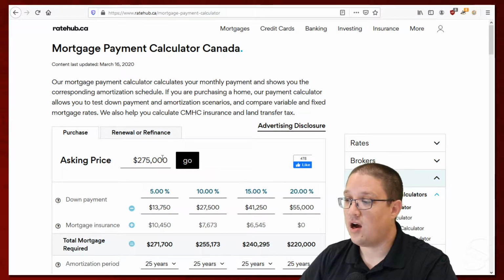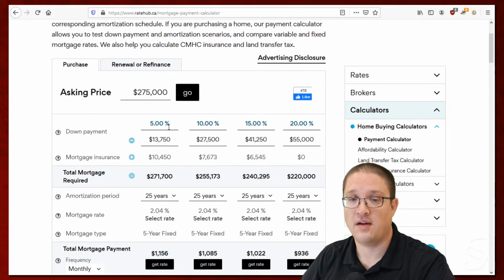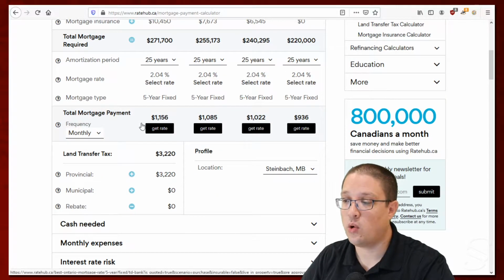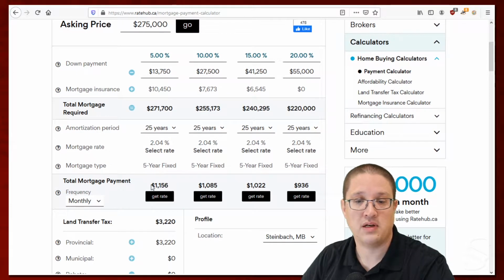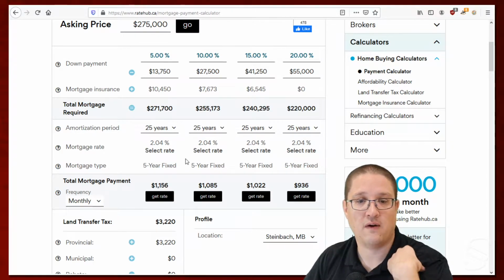In this case, I've entered an asking price of $275,000, and I've entered some basic information here with current interest rates, which is great. Figured out that the total mortgage payment, we have a 5% down payment. Total mortgage payment is $1,156. There's a couple other scenarios here that we could look at. We're just considering the first column right now.